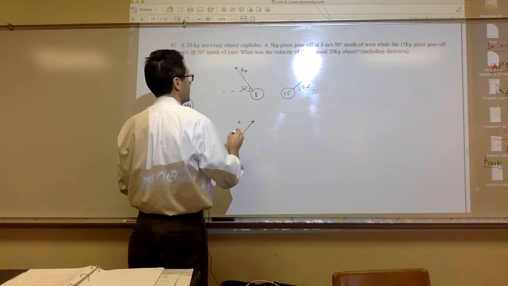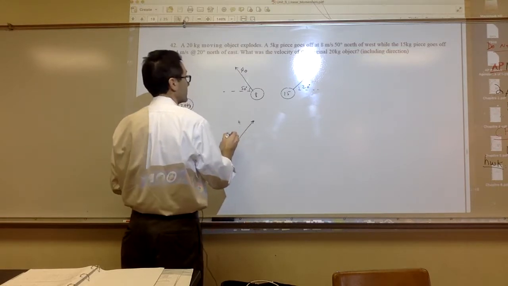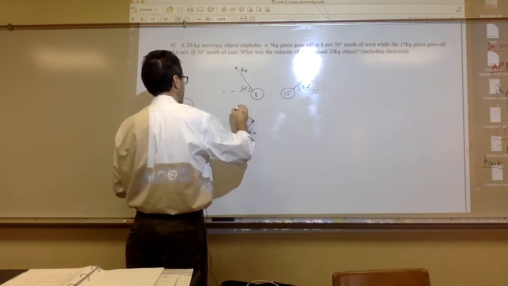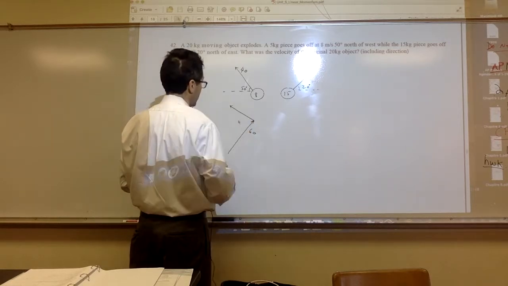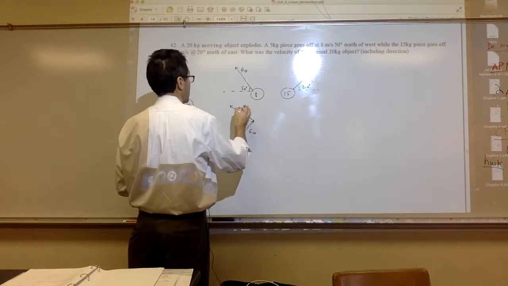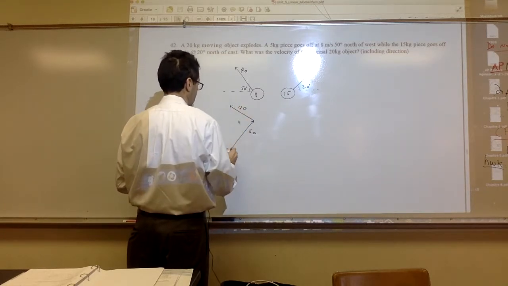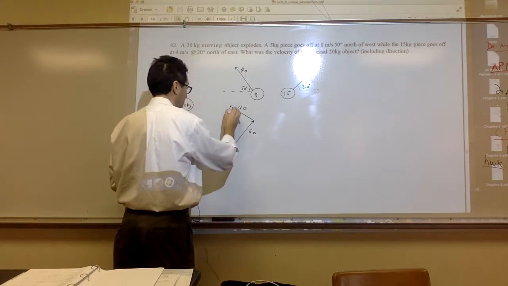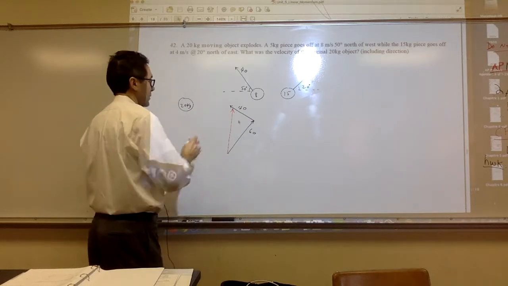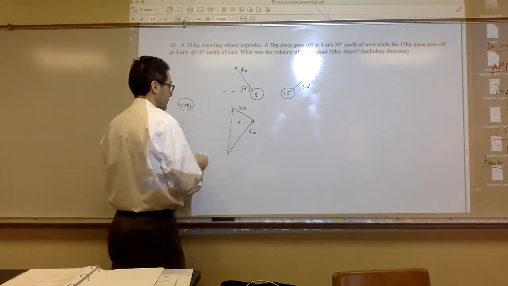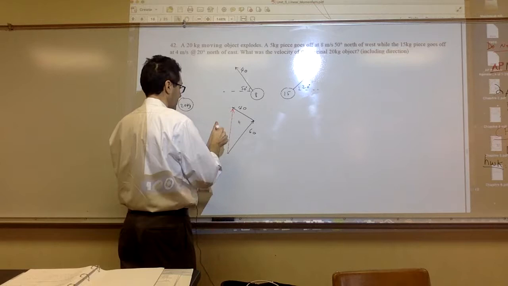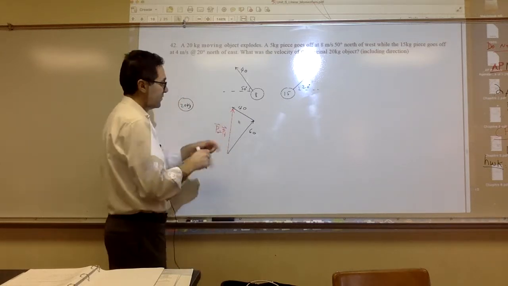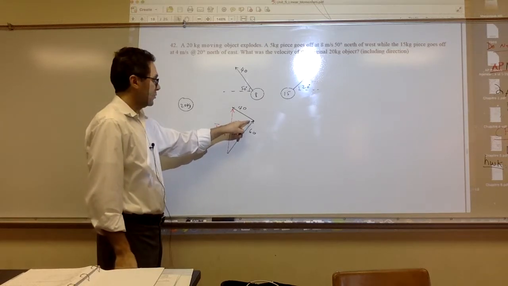So here's the 60. Then I'll come here and put the 40, and I have no idea where it's going to extend, so maybe I'll just stop there. This is 40, and this is my resultant. So this is my initial momentum. That's also my final momentum. If I can figure out what this angle is here, I can do law of cosines.